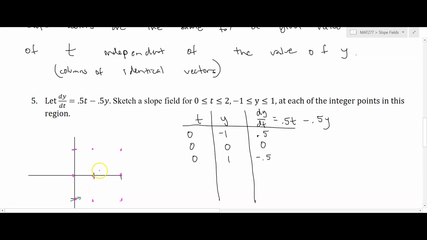You can see this gets very tedious now. 0, 0, there's a horizontal slope. Here there's a negative slope. Negative a half, I want it to aim right about there. And now when I change t to 1, I'll look at 1, negative 1.